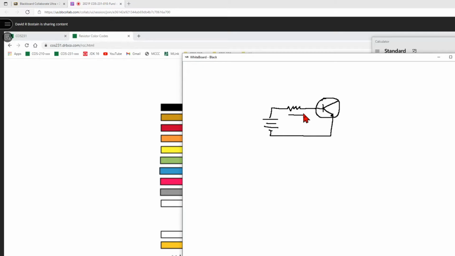So current on this side is called IB. This resistor is called RB. This battery is called VBB. The transistor is called Q1. The T had already been used for something else, that's why we don't use it.